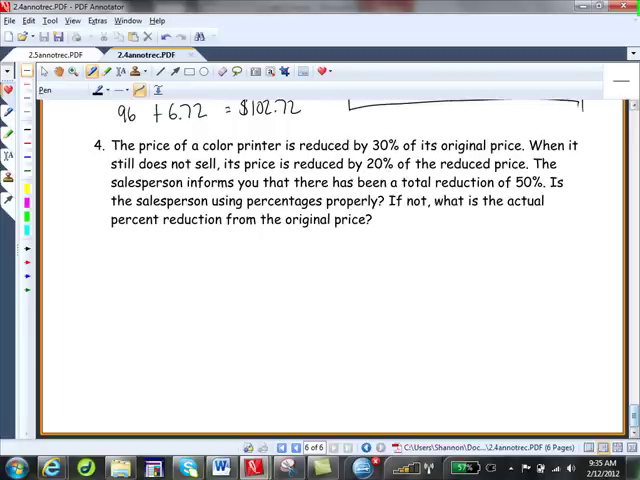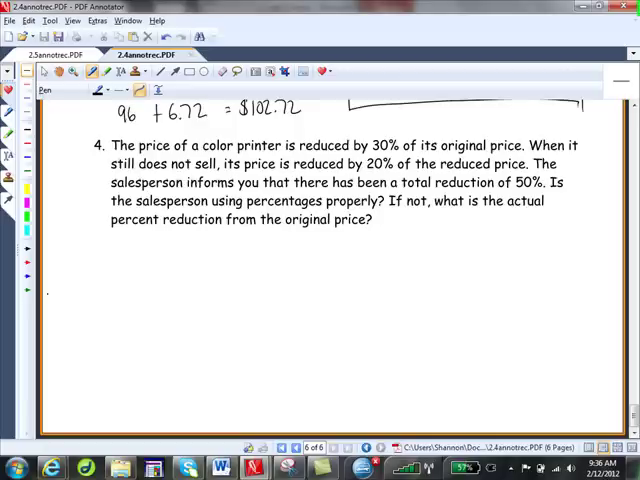If we take a look at this problem, the price of a color printer is reduced by 30% of its original price. We don't know the original price, okay? When it still doesn't sell, its price is reduced by 20% of the reduced price. The salesperson informs you there's been a total reduction of 50%. Is the salesperson using percentages properly? If not, what is the actual percent reduction from the original price? So what do you think?